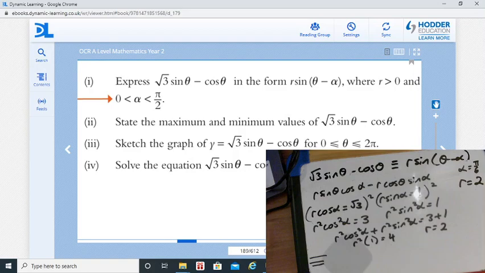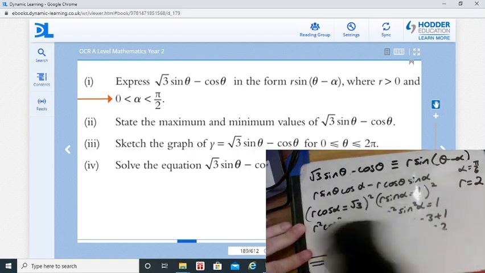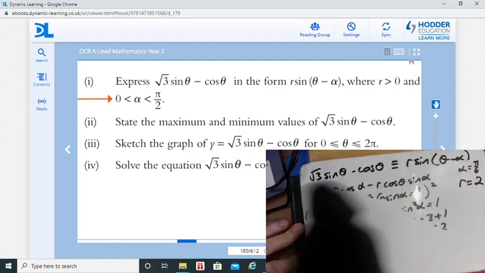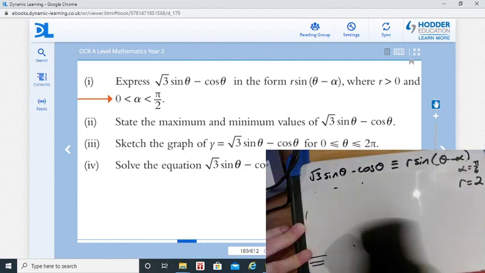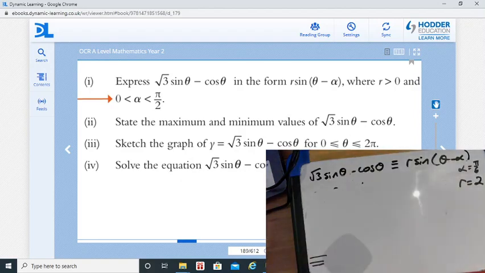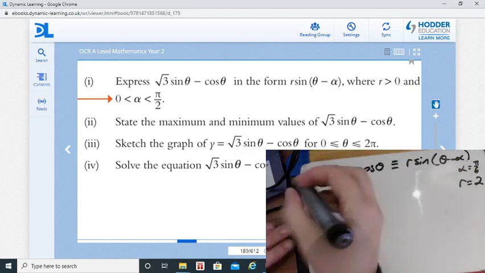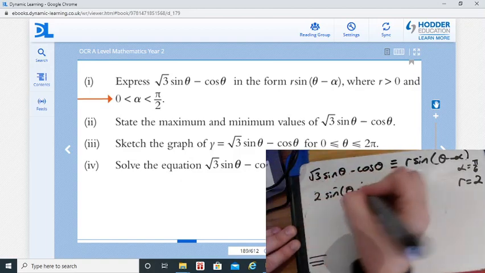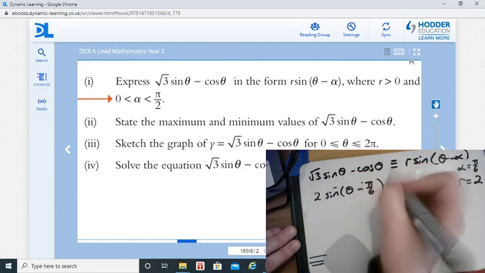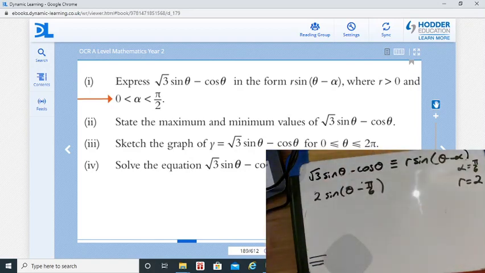So what have we done now? We've worked out our alpha, we've worked out our r. So let's actually answer the question. We had to write that in the expression r sine(theta minus alpha). So let's put that in. And we get 2 sine(theta minus pi over 6). Right, question 2.